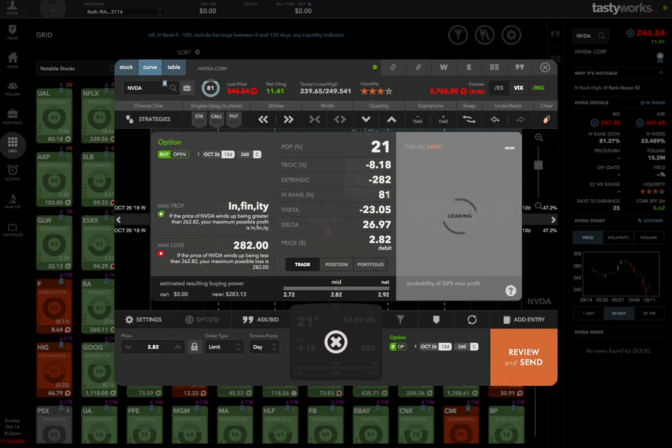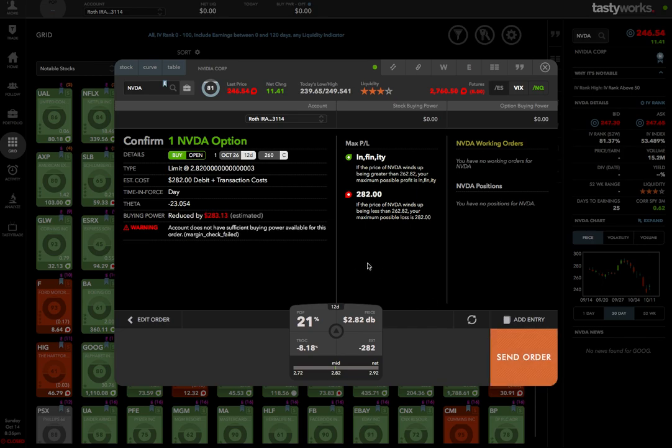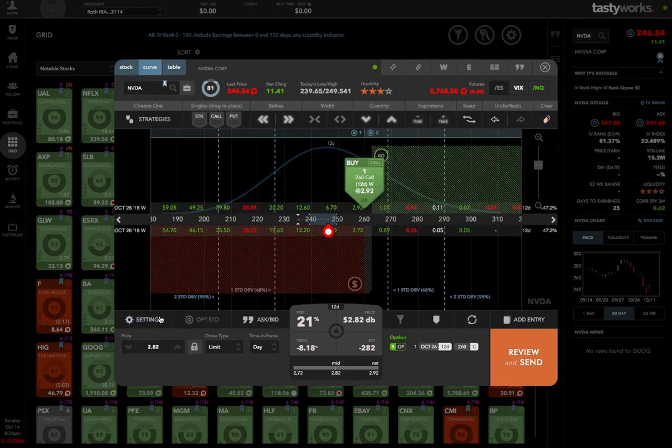Okay, my IV rank is pretty high, so my purchase is going to be a little expensive, but it's okay. I'm bullish on the stock. Okay, review it. It's going to tell me again this is my profit, my loss, what my buying power is going to be reduced by, what contract I'm buying, and what the cost associated with it is. It's good for the day, so if it doesn't get filled today, it expires. Okay, I push send order, and that is it.